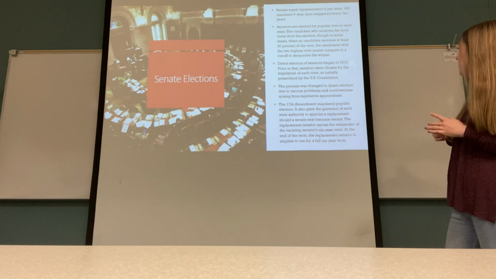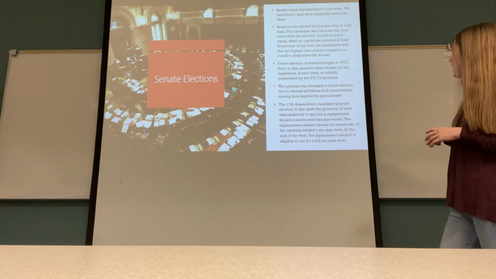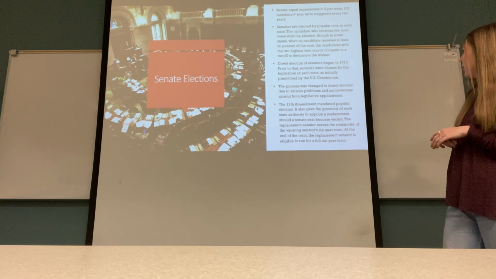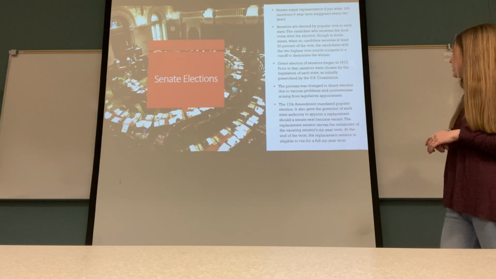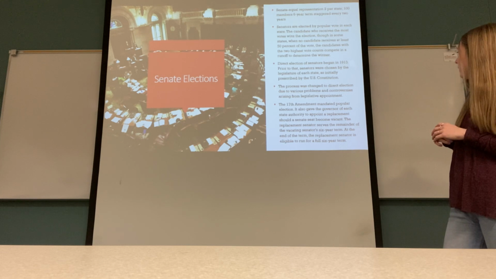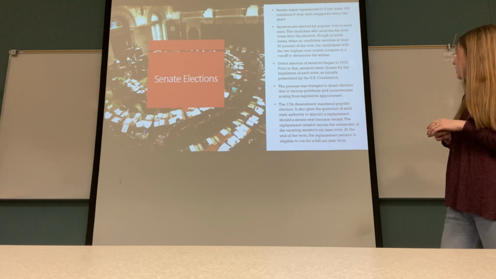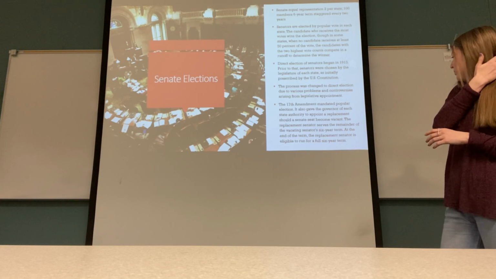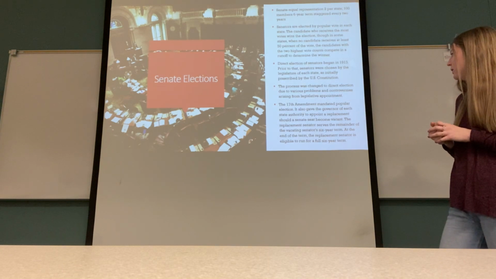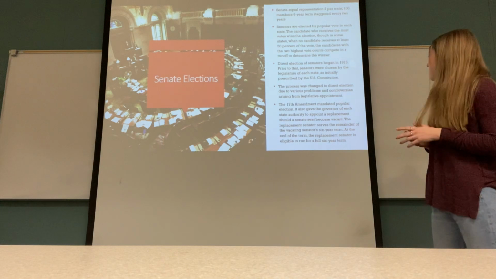The 17th Amendment mandated popular election. It also gave the governor of each state authority to appoint a replacement should a Senate seat become vacant. The replacement senator serves the remainder of the vacant senator's 6-year term, and at the end of the term, the replacement senator is eligible to run for a full 6-year term.